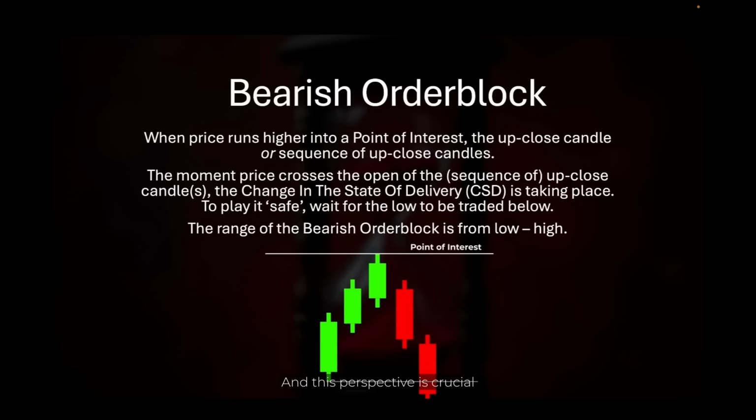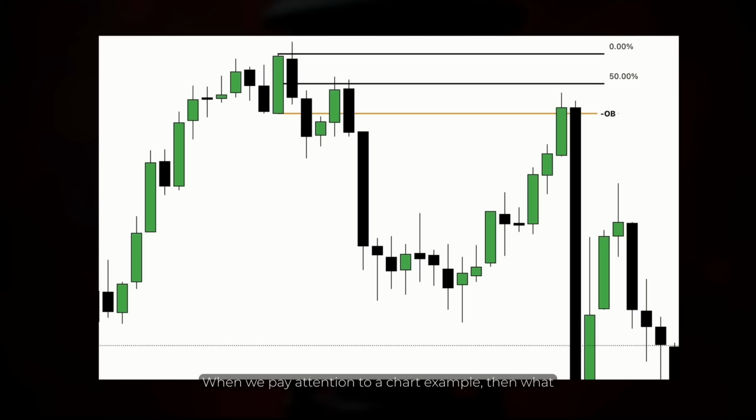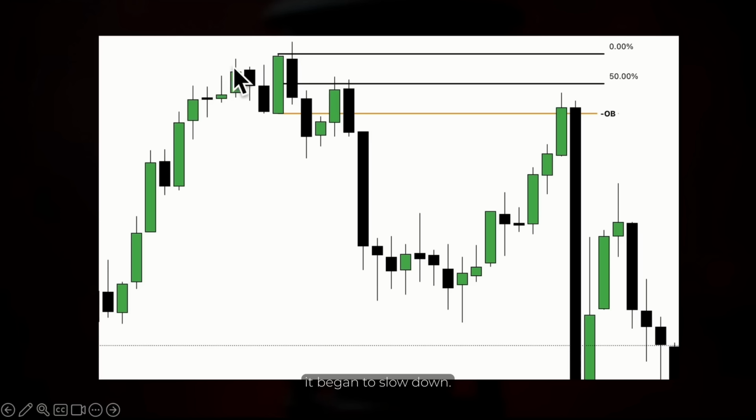And this perspective is crucial to understand because it shows you how we can look at manipulation. Because once we can recognize the manipulation, we can anticipate the distribution which will follow afterwards, as I taught within the previous lectures. When we pay attention to a chart example then, what you can see is that the market expanded towards the upside right here on the left side of the curve. Notice that the market was continuously expanding higher until it began to slow down. Notice that this high formed right here and the market then retraced. We saw this low form and the market had one more push higher.